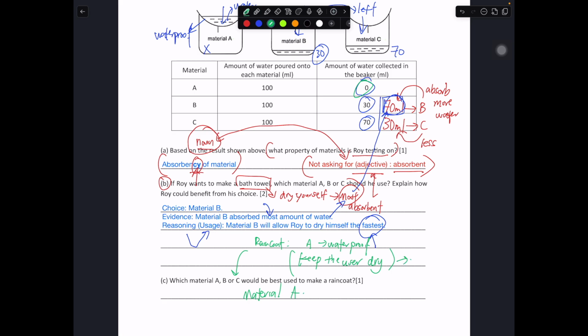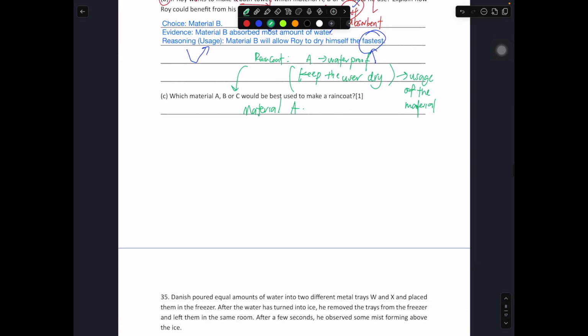The reasoning will relate to the usage of the material. What you want to use it for. Why do you want to choose this property? So in this case, let's move on.